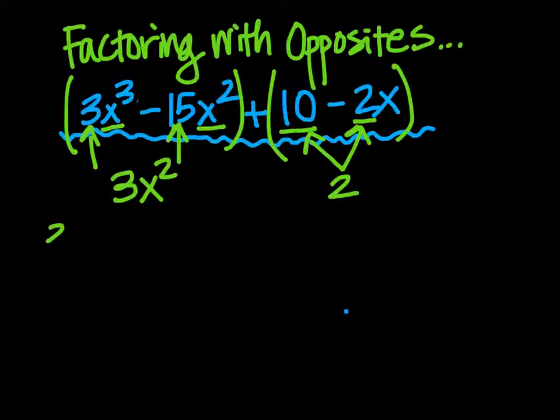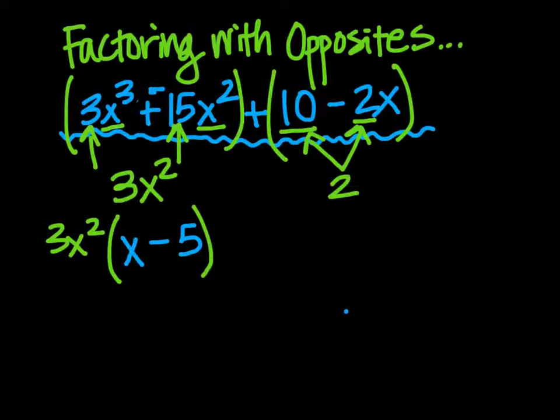If we were to take 3x squared out of each of these terms in the first grouping, I take out a 3, I'm left with just 1, which I don't need to write. An x squared, and from x cubed, I can just come out with an x. In this other term, negative 15x squared, I'm going to say negative 15 because it's like plus a negative. So negative 15 divided by 3 is negative 5. And x squared divided by x squared is just 1. We don't need to worry about that.